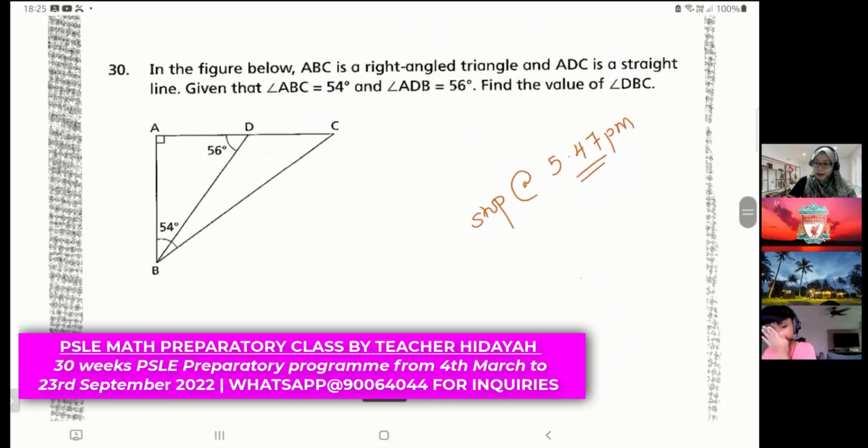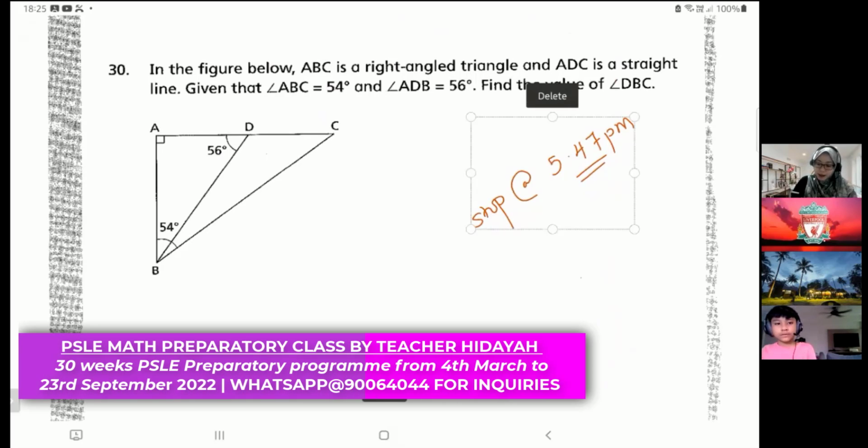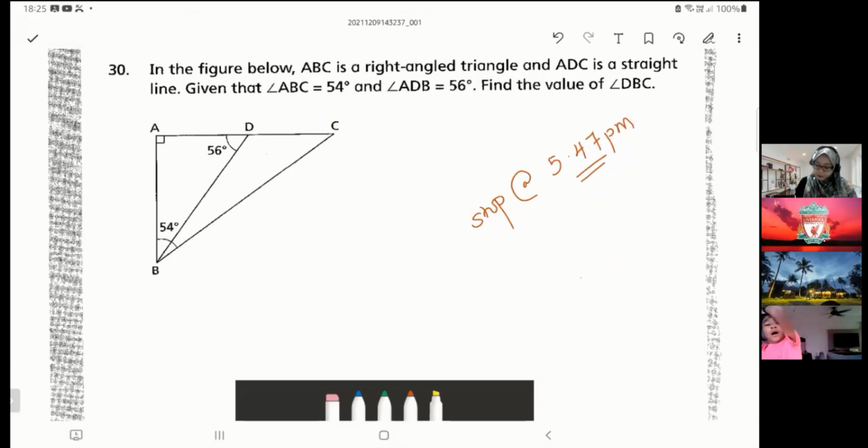Next, last one in time. 5 minutes left. Okay. In the figure below, ABC is a right angle. Can you see it's a right angle due to this 90-degree, right? ABC is an upside-down triangle, but still has that right angle there.